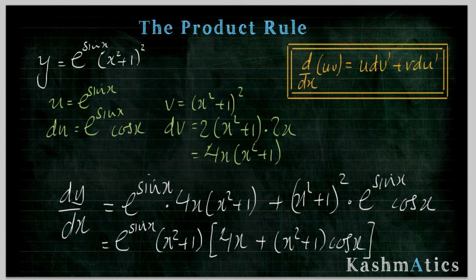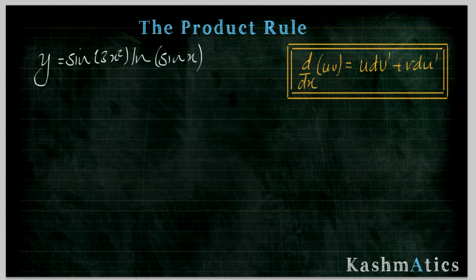Right, and let's go on to our final example now. Let's have a look at what we've got here. Okay, now this one looks horrible, but it's not too bad. So let's just do what we did before. Let's write down what u is. u is equal to sine of 3x squared, and v is equal to ln of sine x. Let's deal with this one first.